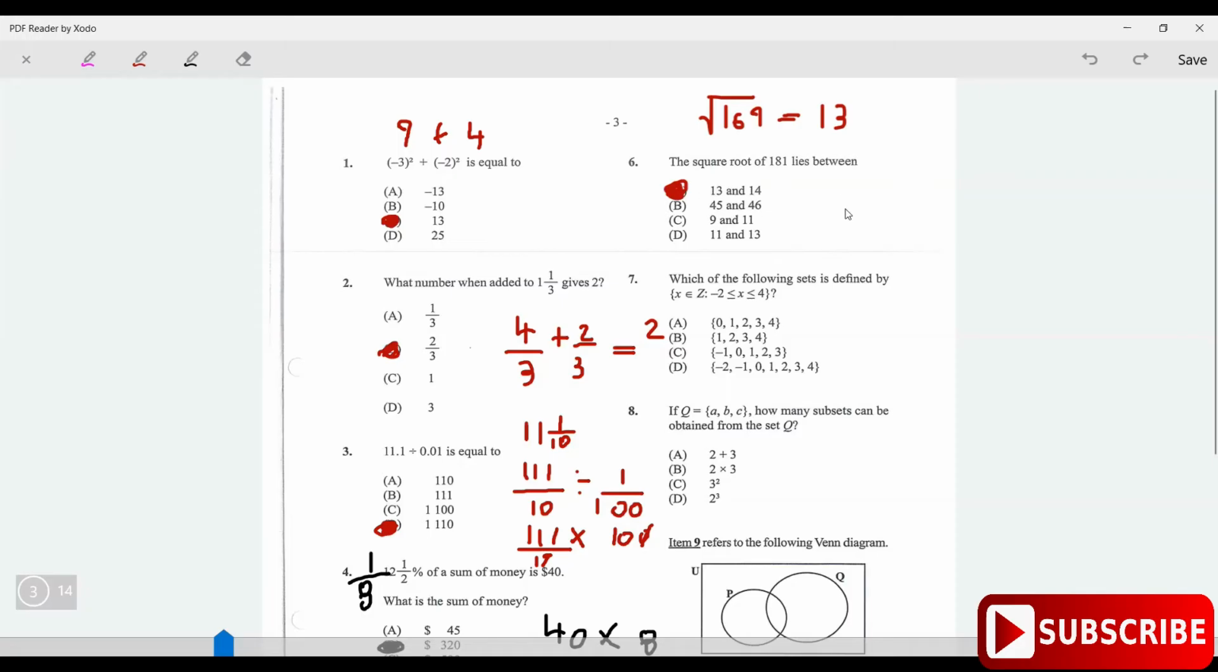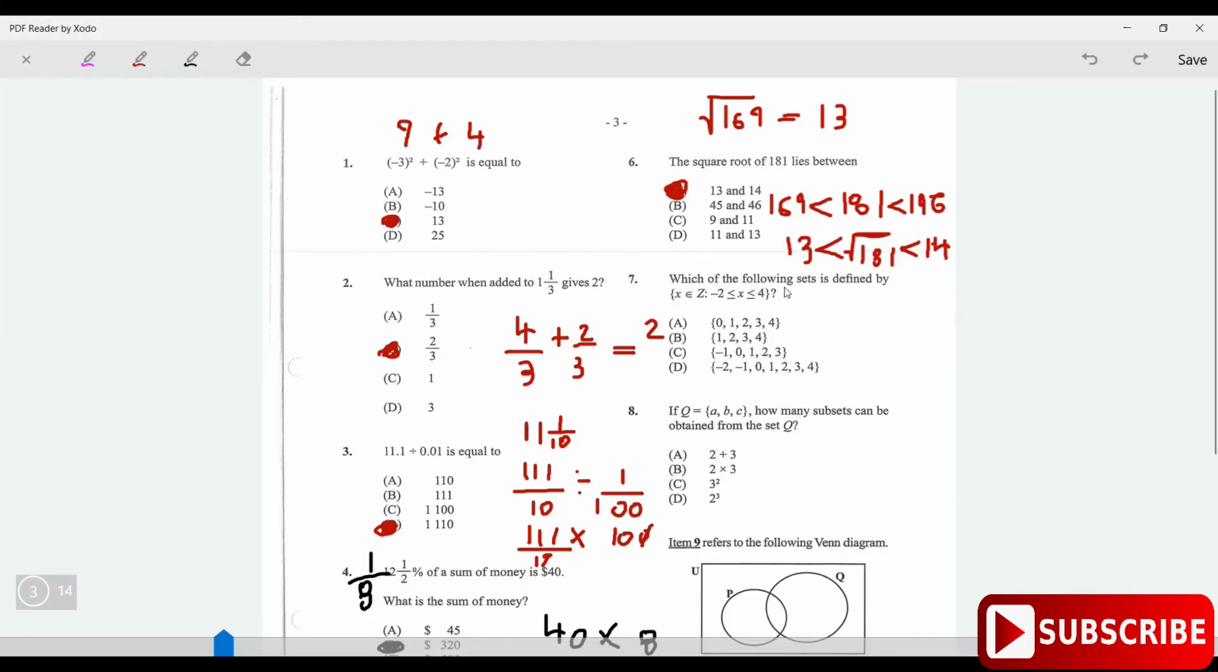Because why? As I was saying, 181 is between 196 and it's between 169. And the square root of 169 is 13, and so 13 is less than the square root of 181, and the square root of 181 is less than 14. Easy question.